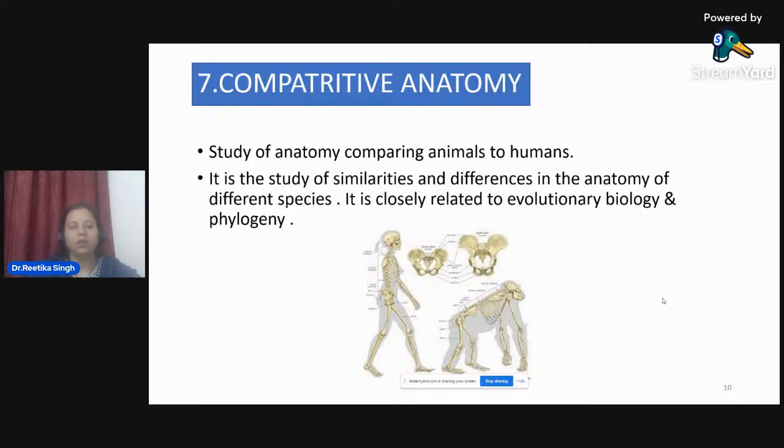Comparative anatomy. This is the study of anatomy comparing animals to humans. It is the study in which we study the similarities and differences of the different species.